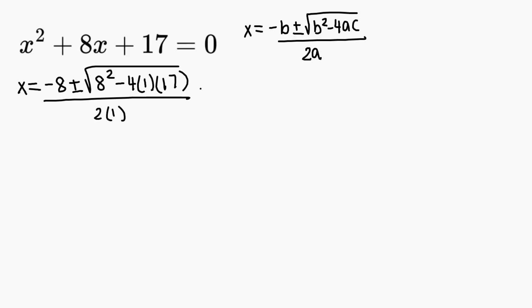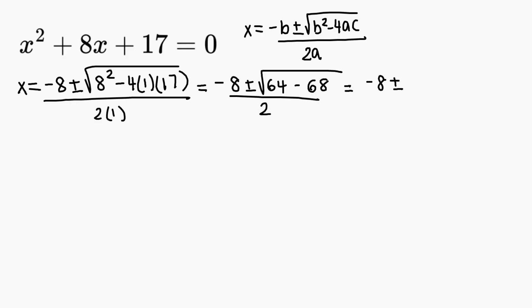Now, simplify. We get -8 plus or minus the square root of 64 minus 4 times 17, which is 68, over 2. This gives us -8 plus or minus the square root of -4 divided by 2, which can be simplified as -8 plus or minus the square root of 4.